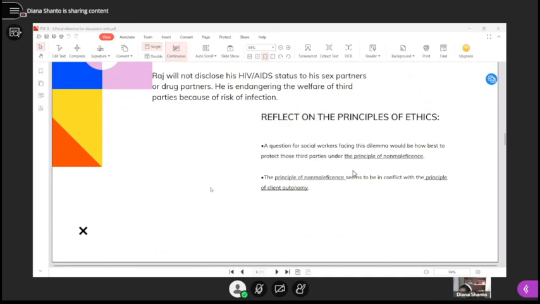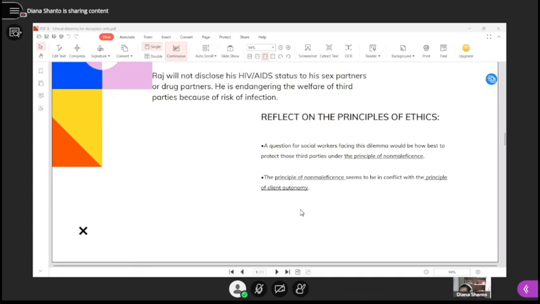The principle of non-maleficence seems to be in conflict with the principle of autonomy. Son choix de ne pas divulguer, mais en même temps, ça va causer du tort aux autres. Notre principe of not causing harm to others is in conflict with his choice, his autonomy, principle of autonomy. Donc là, on utilise les principles of ethics to solve ethical dilemma. Comme je dis, il y a différentes façons de resolve ethical dilemma. Here, we are using the principles of ethics.